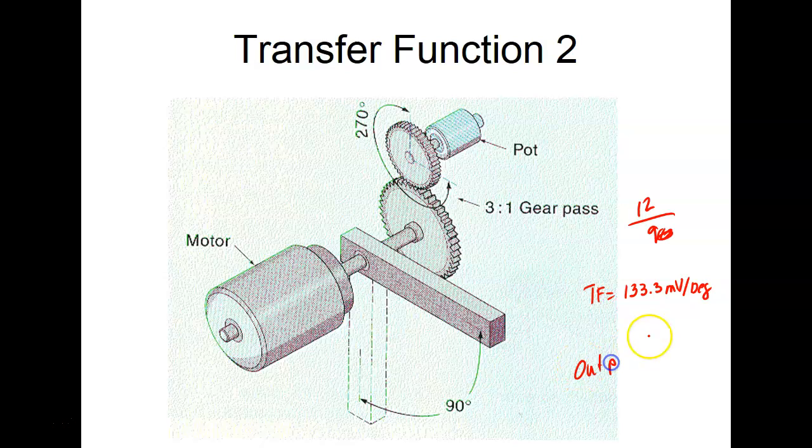So my output should be equal to 45 times that, 133.3 millivolts. And hopefully it comes up to be 6 volts. If it does, we mean we got our transfer function right. It's always good to put something that you know what the answer should be, and then check to see if the transfer function comes up and gives you the right answer.